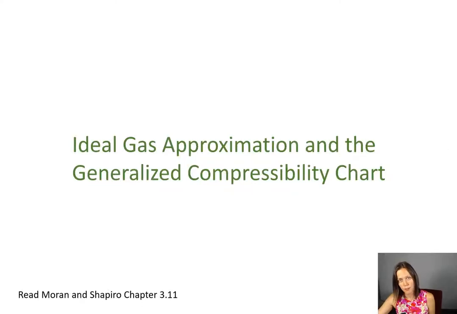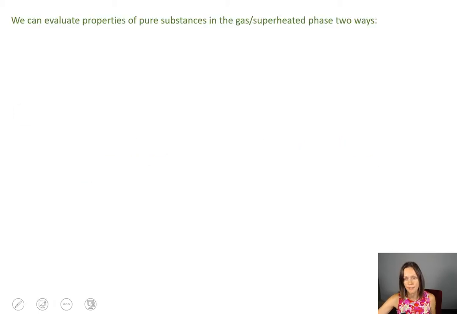In this segment, we're going to talk about the ideal gas law, when we can make that assumption, and how we can use what's called the generalized compressibility chart to help us make that justification for making the assumption that we've got an ideal gas.